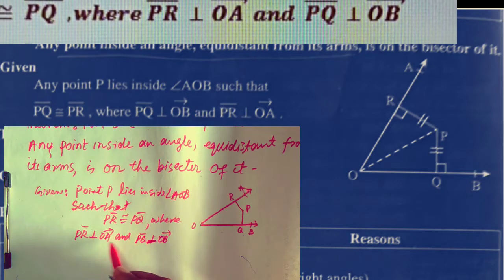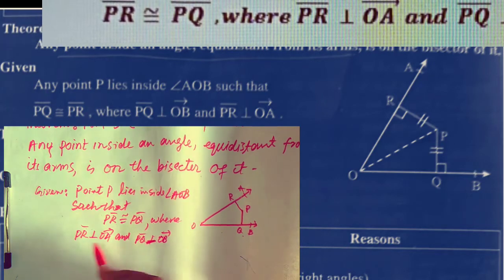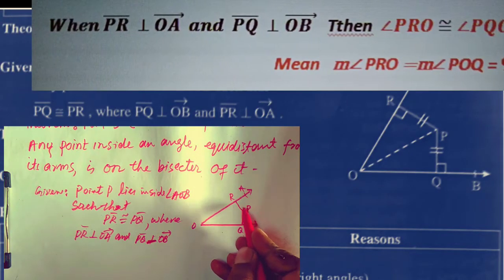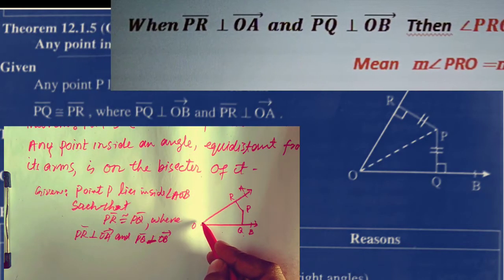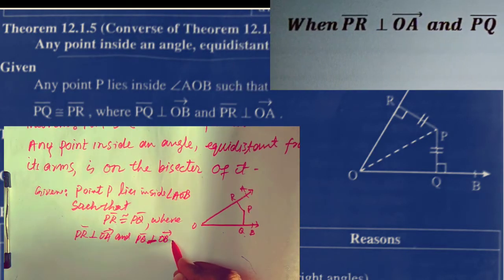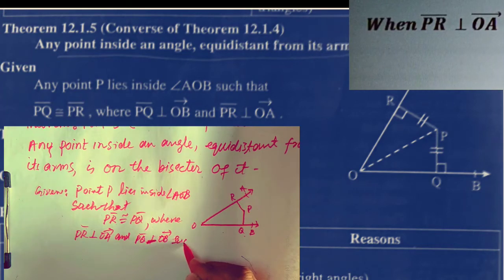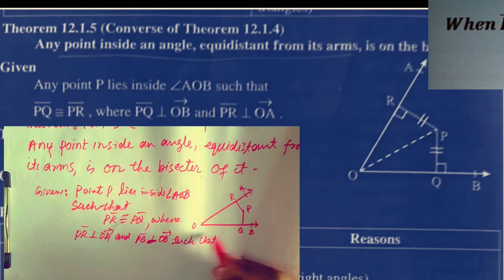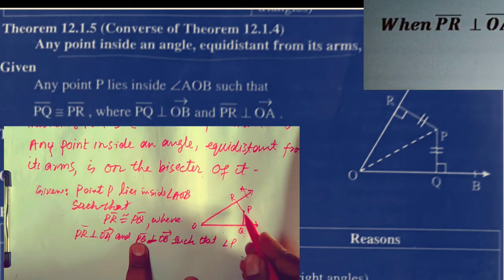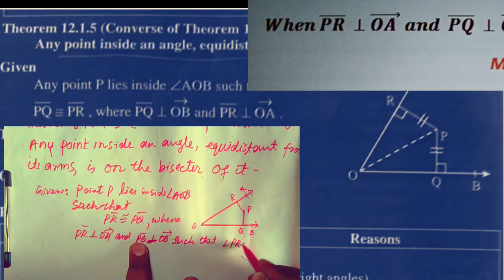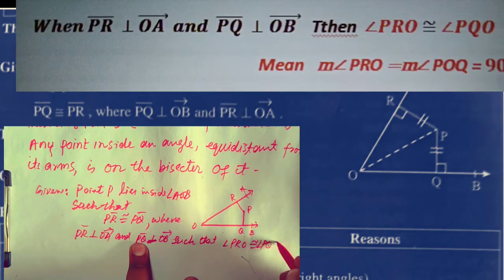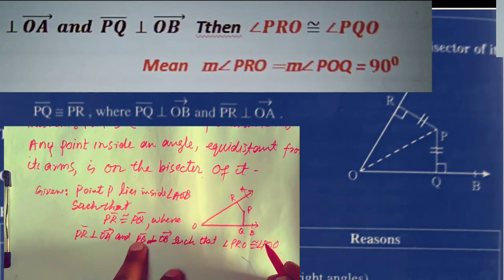When PR is perpendicular to OA and PQ is perpendicular to OB, then angle PRO is congruent to angle PQO, which are equal to 90 degrees.